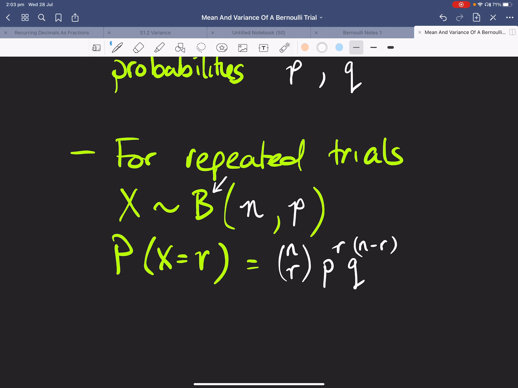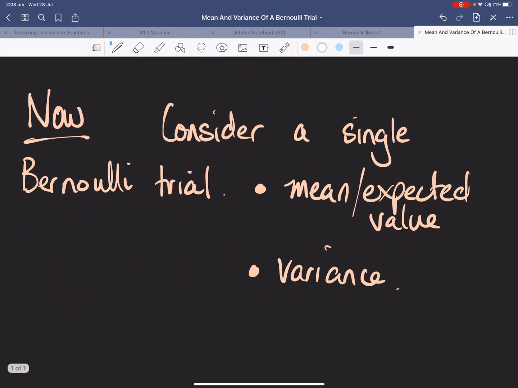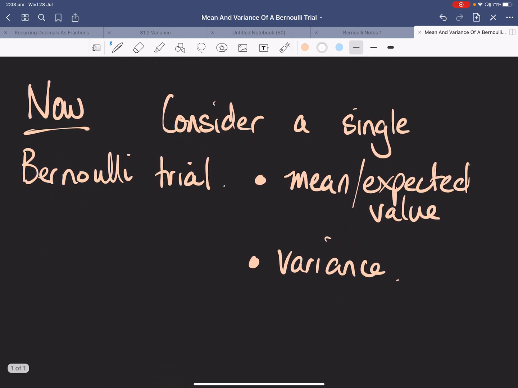Today we're going to focus just on one particular Bernoulli trial. Perhaps we can think about ways of looking at the mean or expected value of a single trial, which might enable us to predict the expected value over a large number of trials, and then we can look at the variance or at the distribution of those particular results.